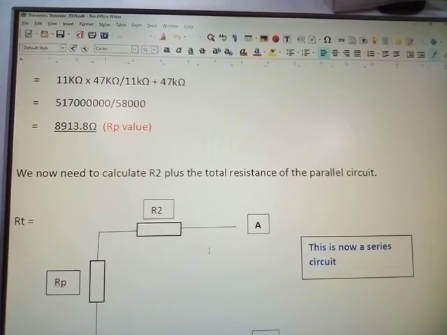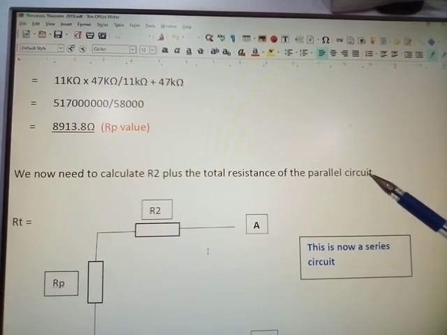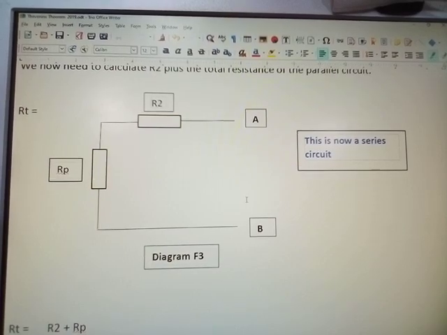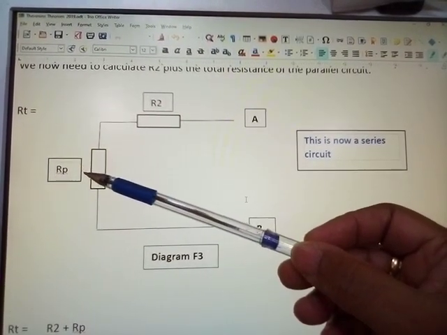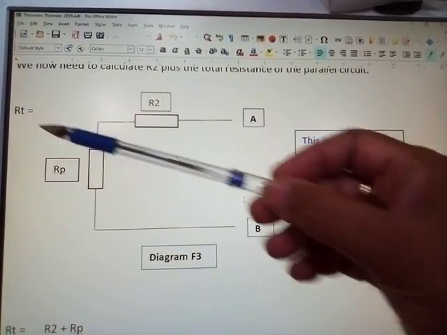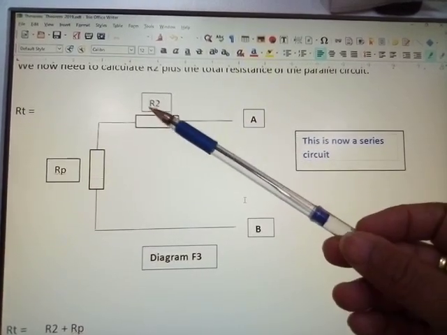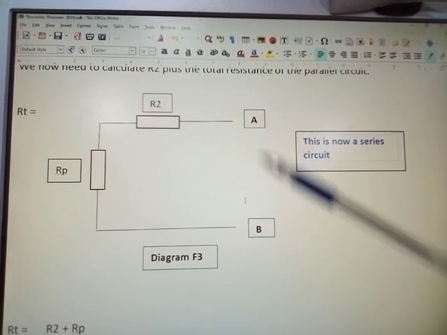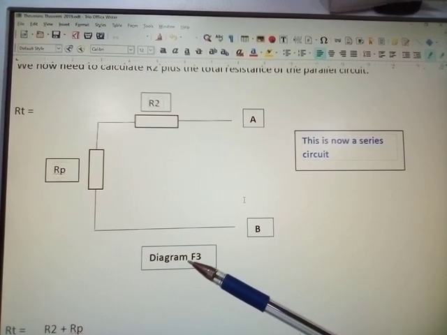We now need to calculate R2 plus the total resistance of the parallel circuit. So here we now put R2 back into the circuit with RL, the value that we have calculated previously, and RT will come up to our total. Now this is now a series circuit. As you can see, RP is in series with R2. A and B is still remaining our output, and this becomes diagram F3.